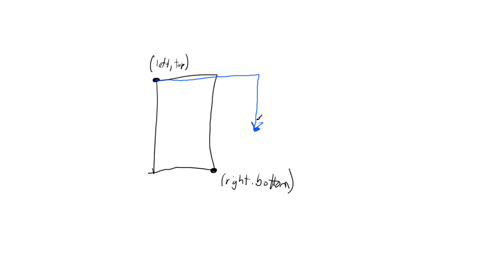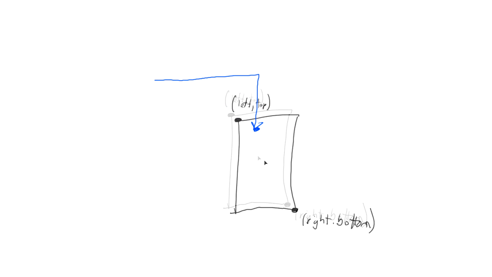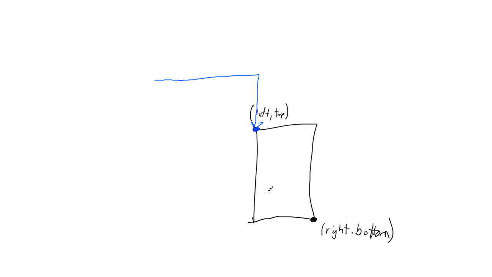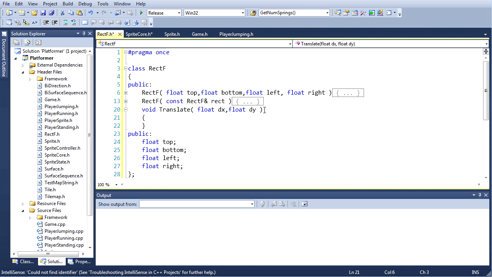Okay, so yeah. You got your dx, your dy, and that will just move your rectangle to a new position. And how we do that is we go top plus equals dy, bottom plus equals dy, left plus equals dx, right plus equals dx. So still a little useful function that will make our rectf class that much sexier.